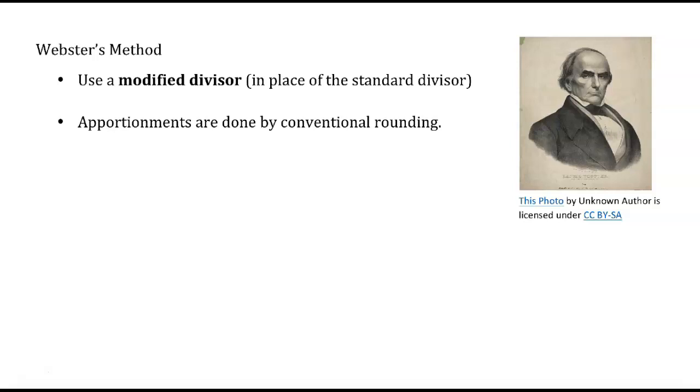Webster's method is similar to Adams and Jefferson's method, where we're going to use a modified divisor, but instead of using a modified divisor that works with lower quotas or with upper quotas, we're going to choose a modified divisor that works with conventional rounding, rounding each modified quota to the nearest integer.